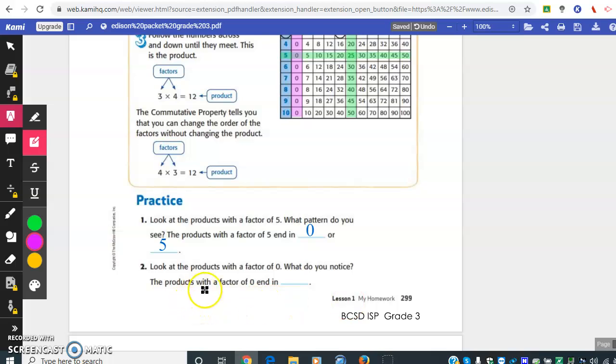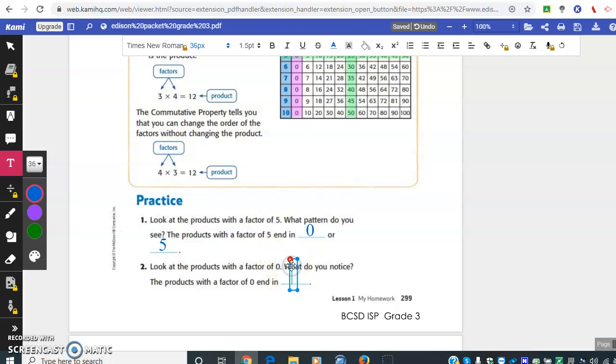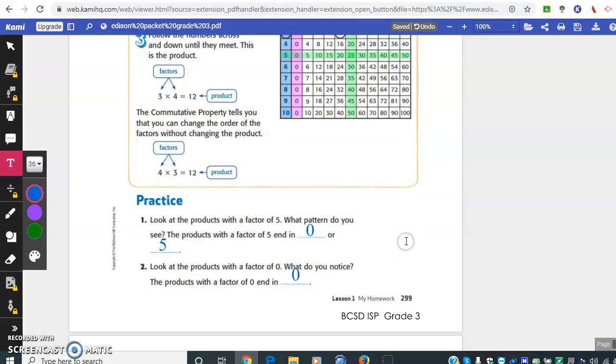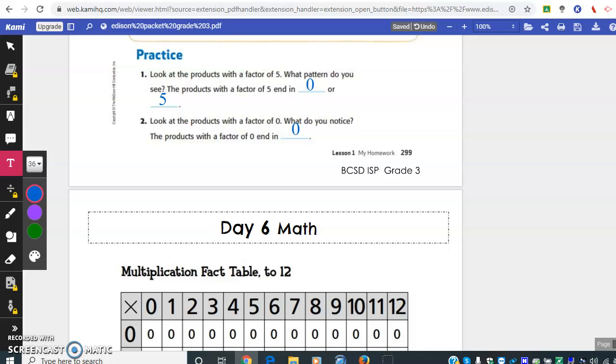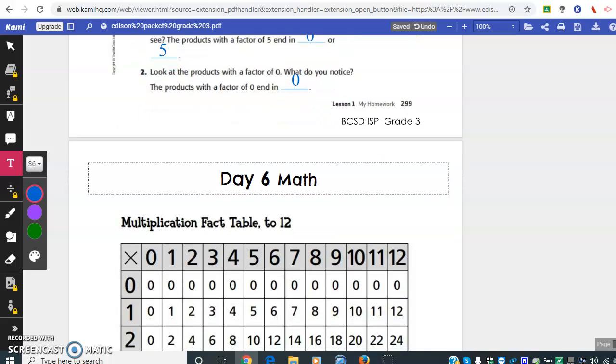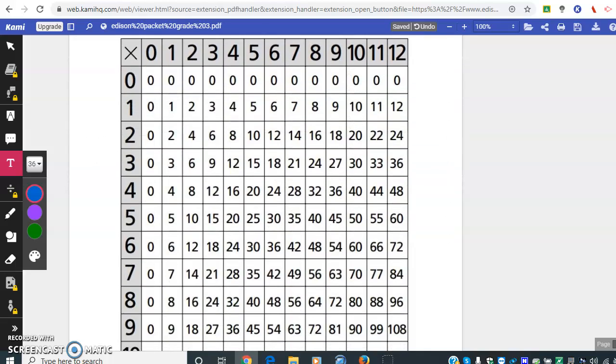Exactly. The products with a factor of 0 end in 0. So we're going to go ahead and write that. And that's what they're asking us to do on this page. Just finish off those sentences with patterns that we've noticed. The next page gives you a multiplication fact table, and this one goes all the way into the 12s.